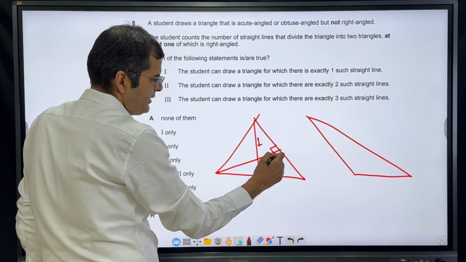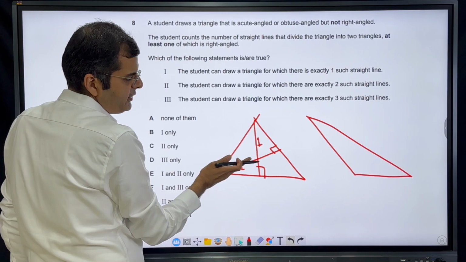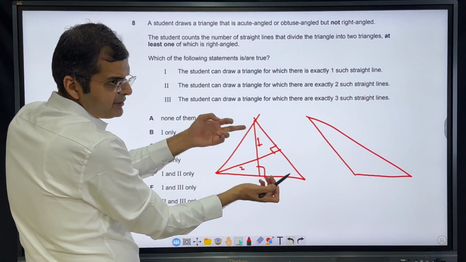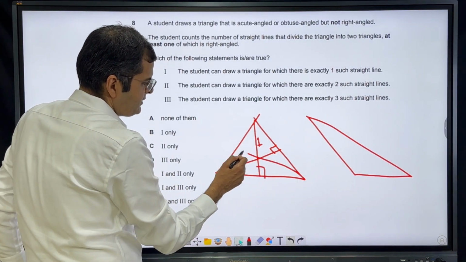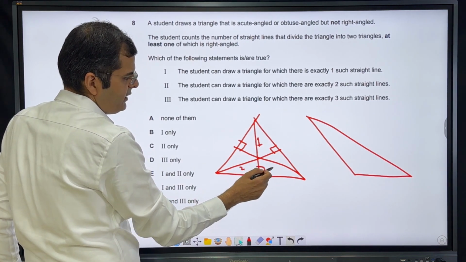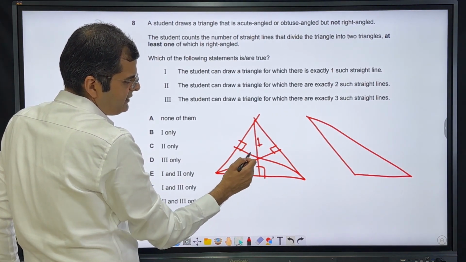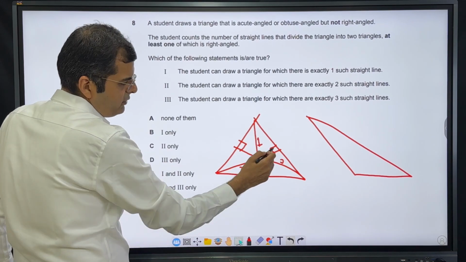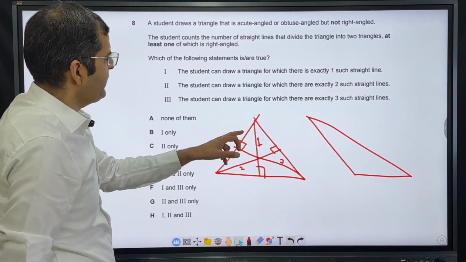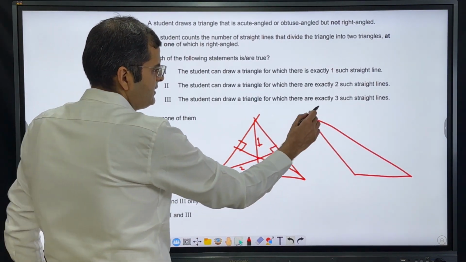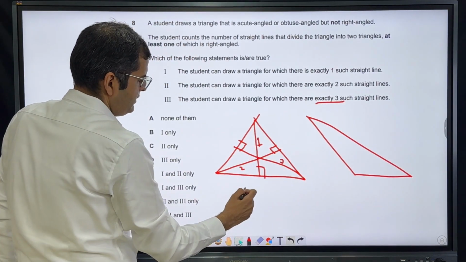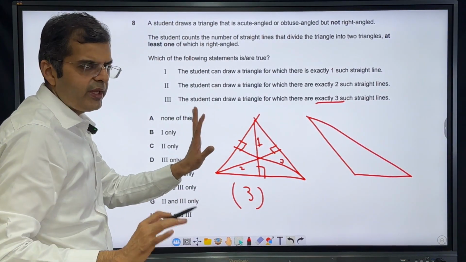Similarly, I can drop this altitude here, line 2. Again, this altitude is dividing this triangle into these two triangles. And similarly, this altitude here, again, is dividing this triangle into right angle triangles. So I can get exactly three such straight lines from this acute angle triangle.